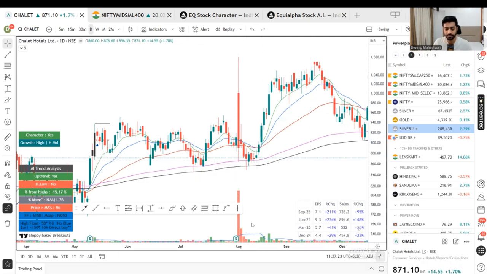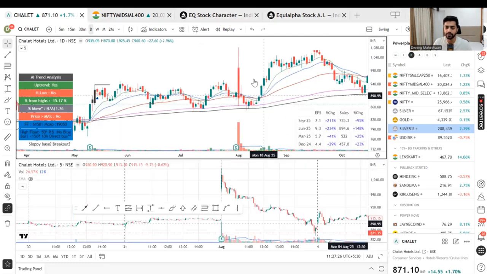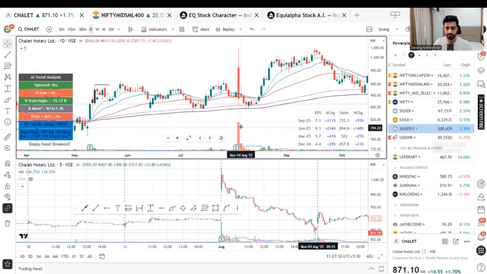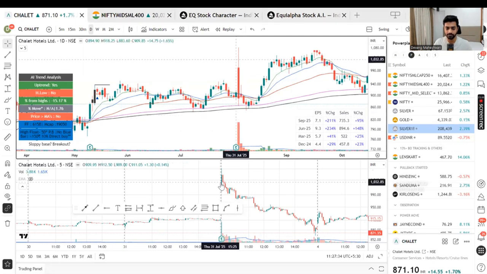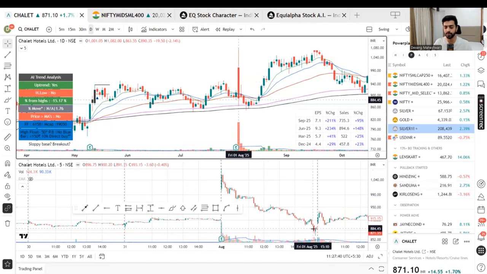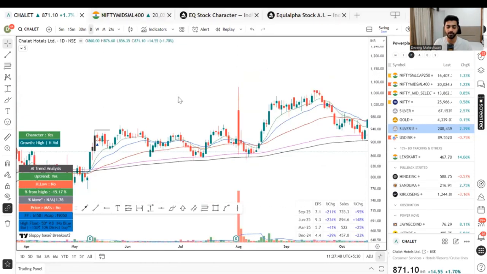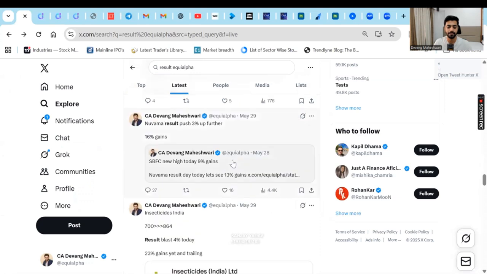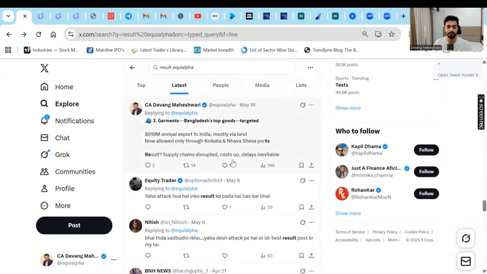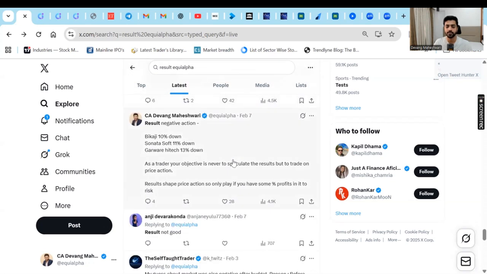Let's see if intraday price action is there. This is of 1st of August. So it opened 16% up after result, 16, and then it fully gave up. Okay, so extreme kind of volatility. This is 7th Feb. Bikaji, Sonata Software.